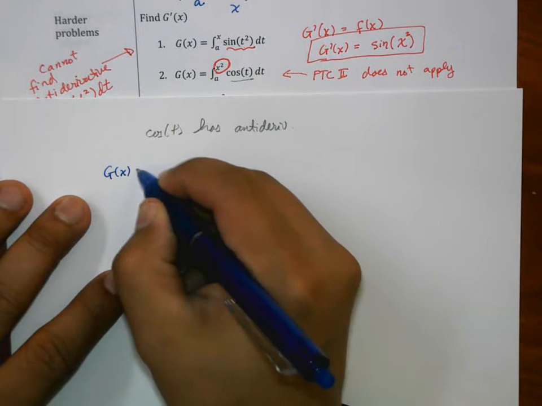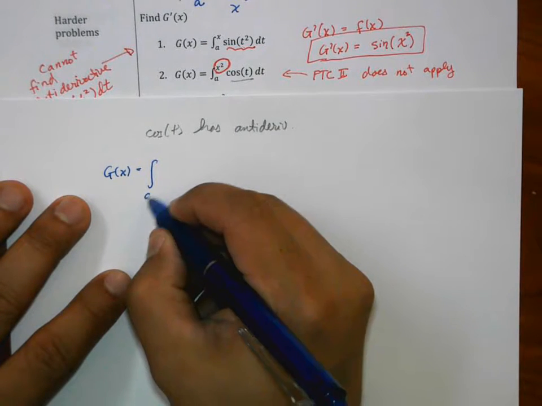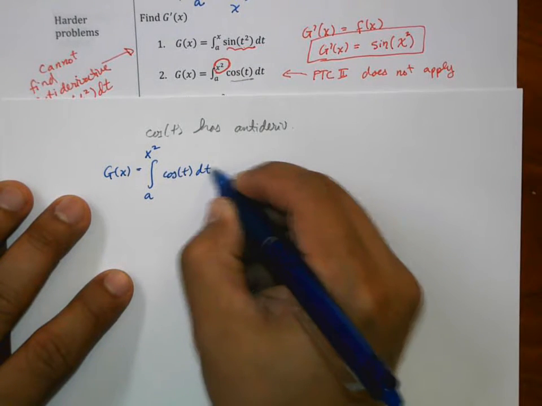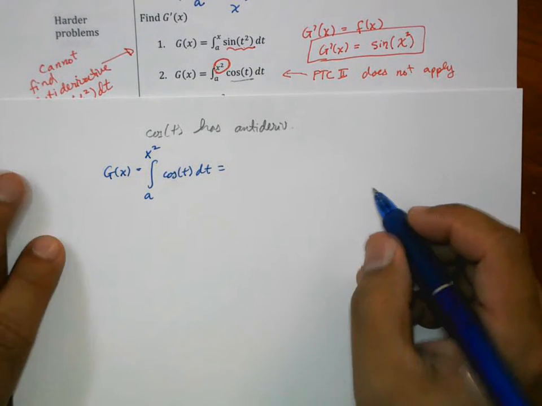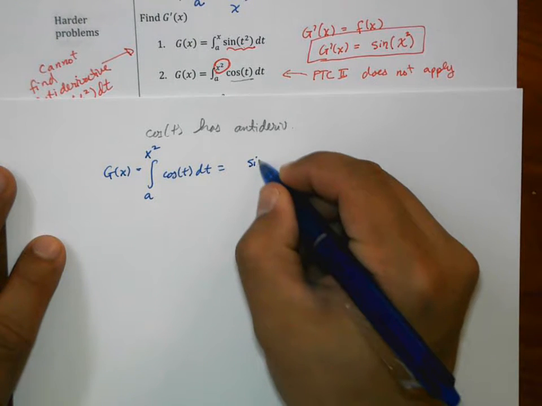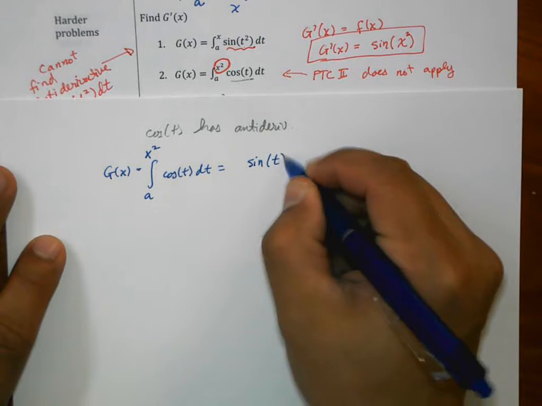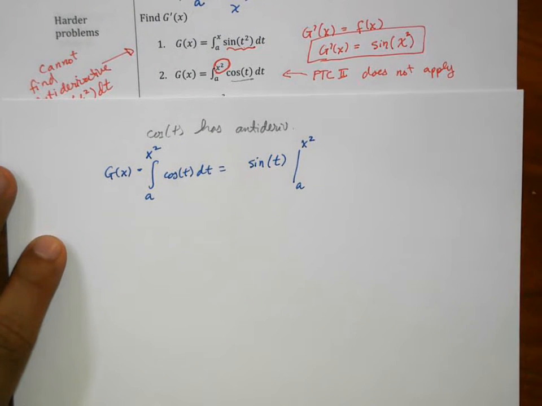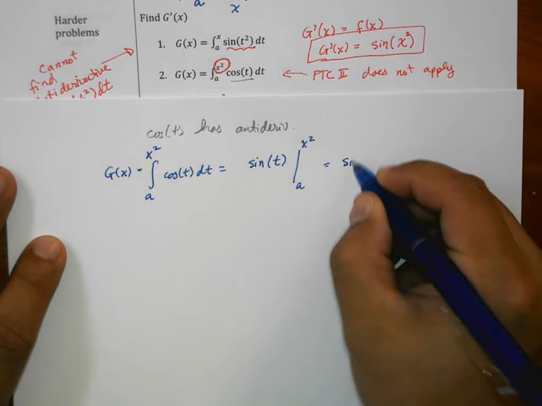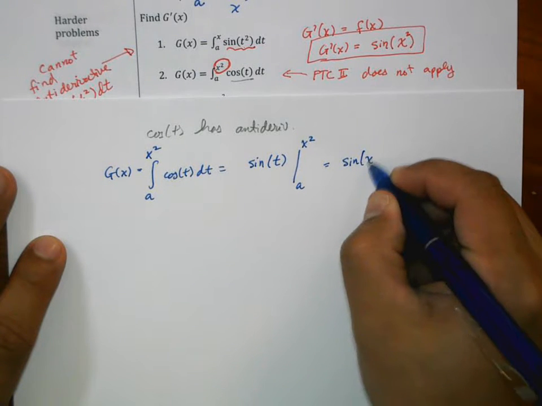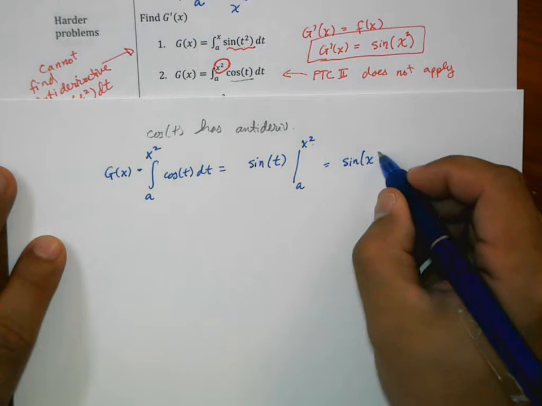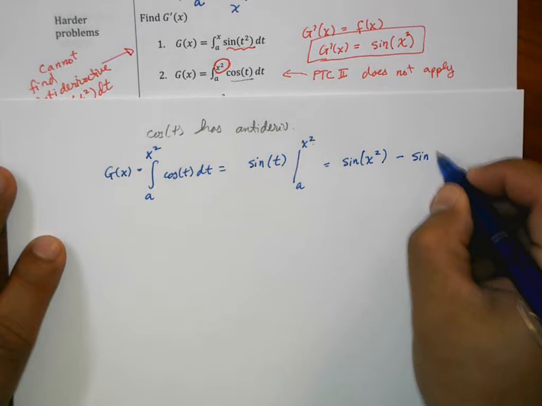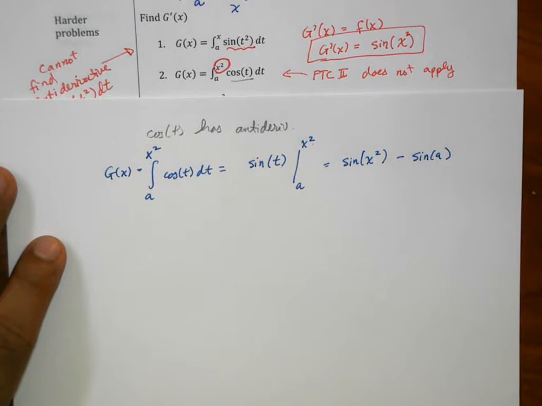So g of x is equal to the integral from a to x squared of the cosine of t dt, and the antiderivative of cosine is sine. So this is the sine of t evaluated from a to x squared. And so we can make the substitutions. This would be the sine of, just plugging in x squared for t, minus the sine of a, where a is some constant.